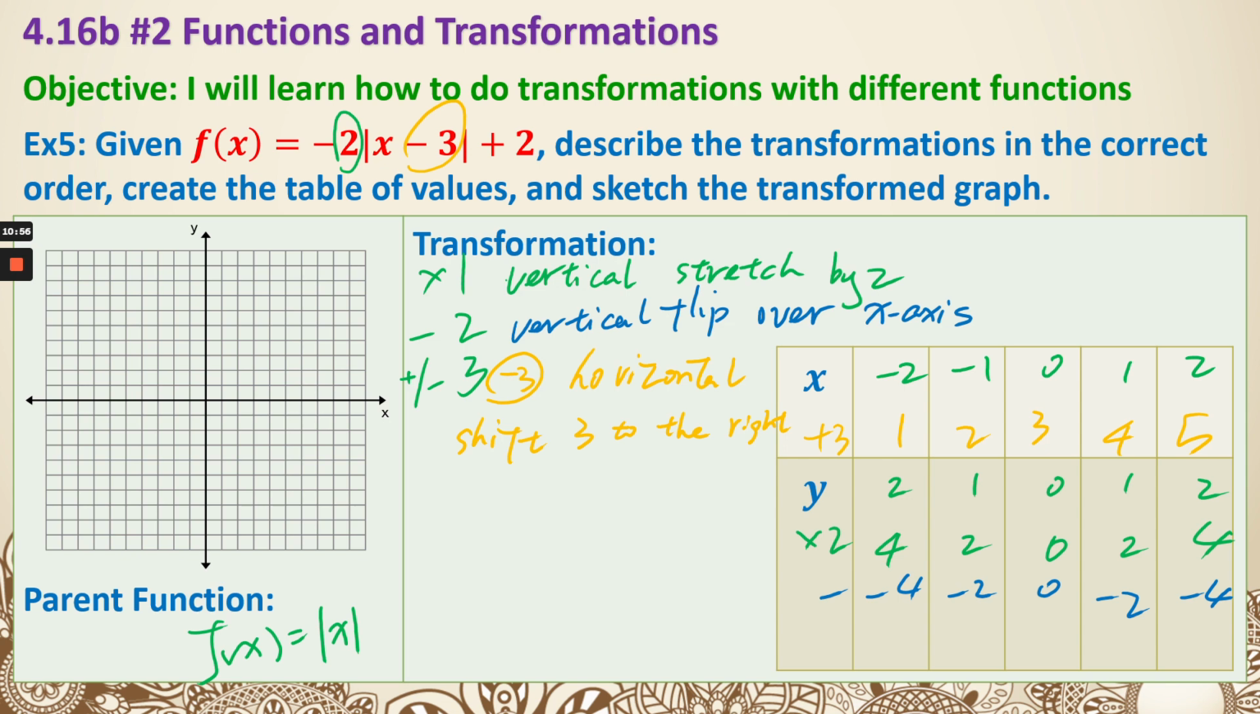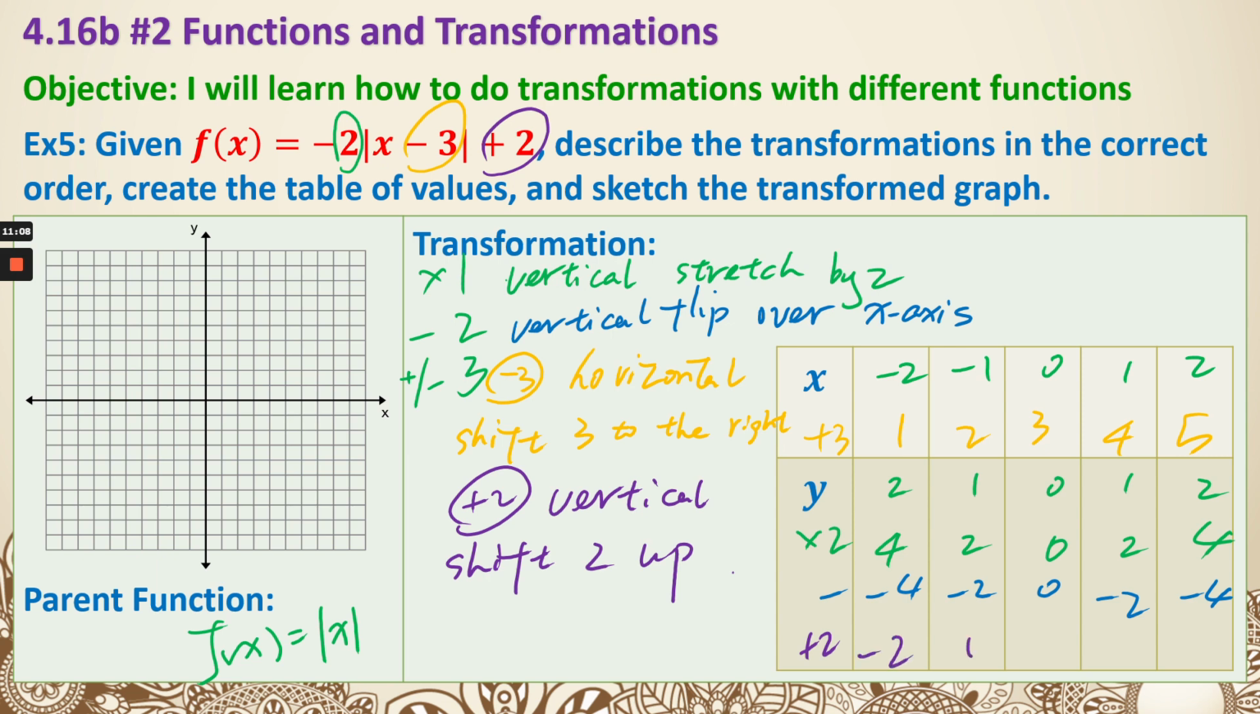And lastly, we still have this +2 on the end. That means it's going to be a vertical shift 2 up. So add 2. That's going to give us -2, 0, 2, 2, then 0, then -2.